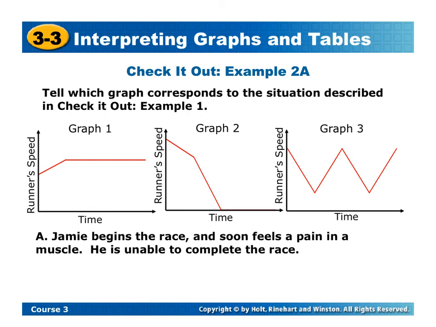Now it's your turn. I want you to go ahead and pause the video and look at these 3 graphs and then pick which one you think is described by the situation with Jamie. So here, once again, we're looking at Jamie running the race, feeling a pain, and then unable to complete. So if we have our three different graphs comparing runner's speed to time, graph 2 is the one that would make the most sense, because as you look at it, you see that there's a decline in speed and then finally an actual stop because he wasn't able to complete the race.